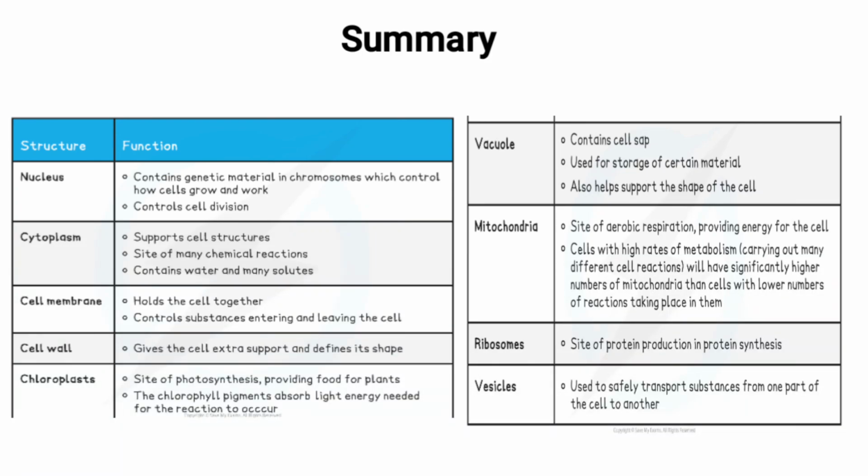Cell wall gives the cell extra support and defines its shape. Chloroplast is also of the same importance, being the site of photosynthesis, providing food for the plants. Vacuole contains the cell sap used for the storage of certain materials, and also helps support the shape of the cell.